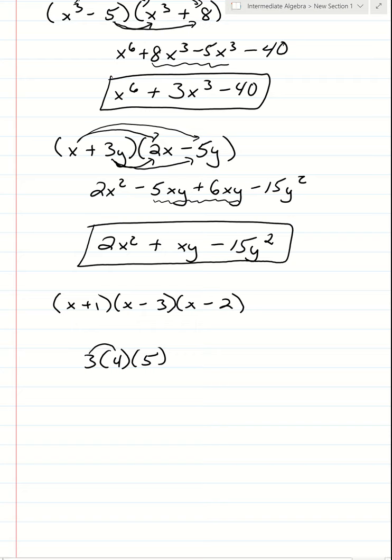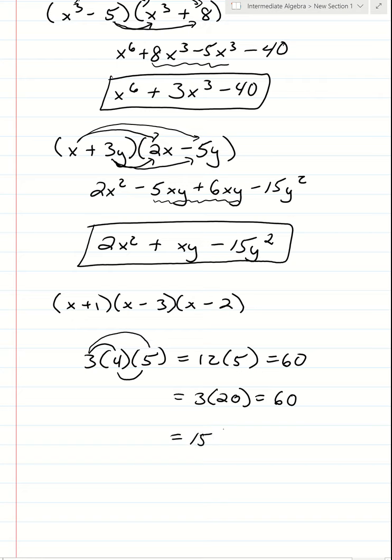I could multiply 3 times 4, that would give you 12 times 5, or simply 60. I could multiply maybe 4 times 5, that would give you 3 times 20, which would also give you 60. I could even multiply 3 times 5, that would give you 15 times 4, which would still give you 60. So regardless, you're just going to pick two numbers, multiply them together, and then whatever you get, you would multiply with a third number. And in the end, you always get the same solution.